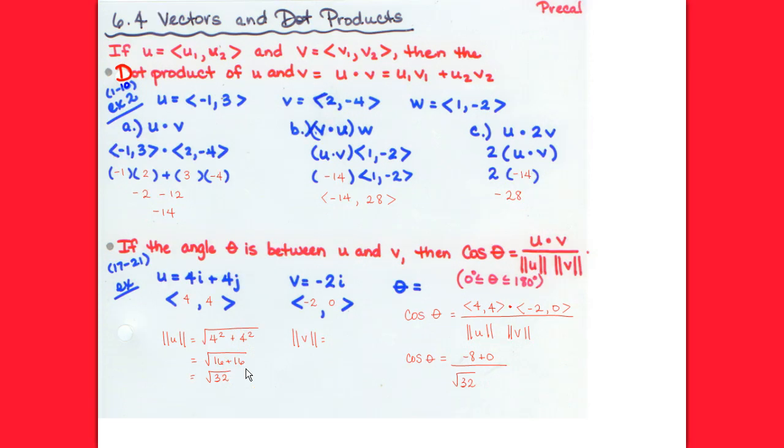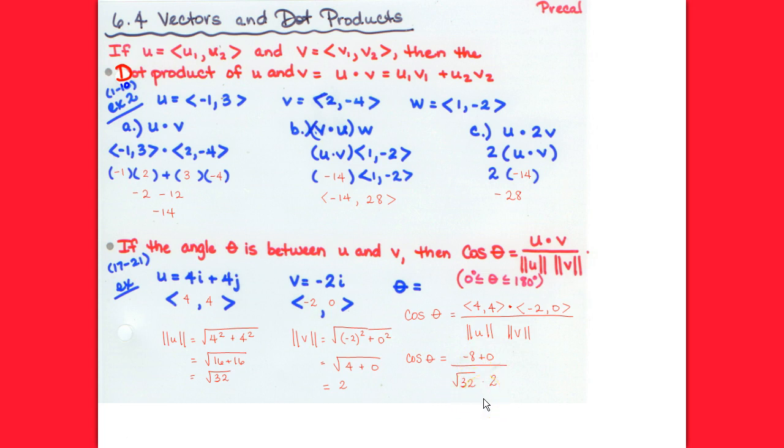And you can simplify that radical if you want to, or you can leave it as it is. We'll look at that in just a second. All right, then let's find the magnitude of v. V was negative 2, 0. So again, when it's already in that component form, it's just the first value squared plus the second value squared. So we'll just get the square root of 4, which is 2. So according to my formula, I've got cosine is equal to negative 8 over 2 square roots of 32.